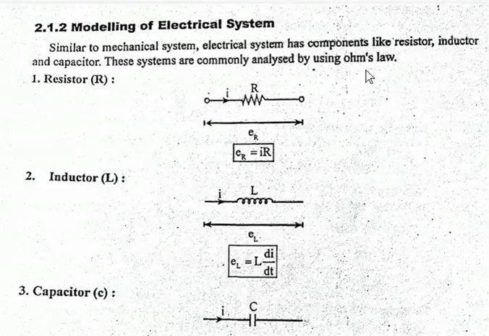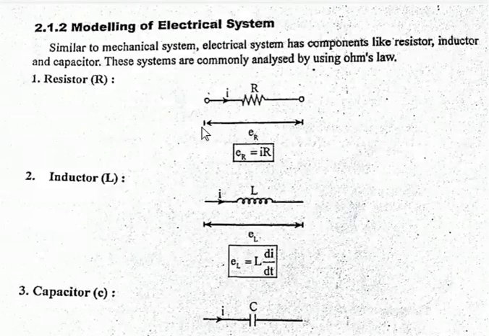or you can say Kirchhoff's voltage law. So these are analyzed by using Ohm's law. First we take the resistor. The first component is the resistor. How is the resistor represented in the physical system? This is a physical representation of a resistor. See here, this I is representing current flow and R is nothing but the resistance. I is the current flowing through this wire or circuit, and this R represents the resistor.